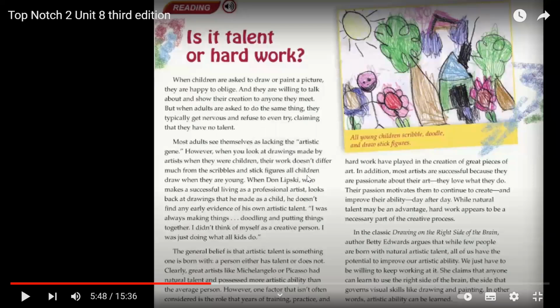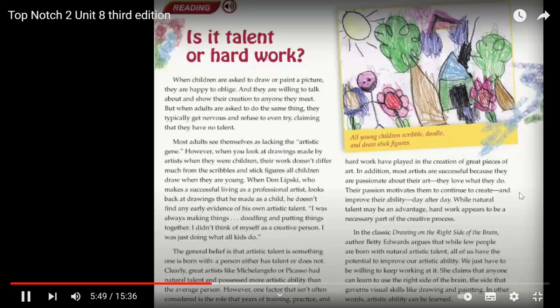Okay. In the classic Drawing on the Right Side of the Brain, this is a book. Dibujando en el lado derecho del cerebro. Author Betty Edwards argues that while few people are born with natural artistic talent, all of us have the potential to improve our artistic ability. Even if some people are born with natural talent for something, everybody has the potential to improve their artistic abilities. I'm going to continue now.